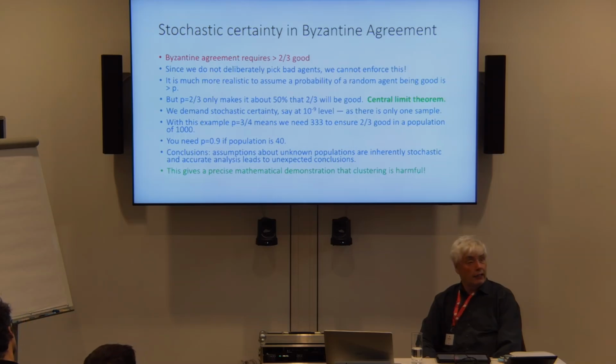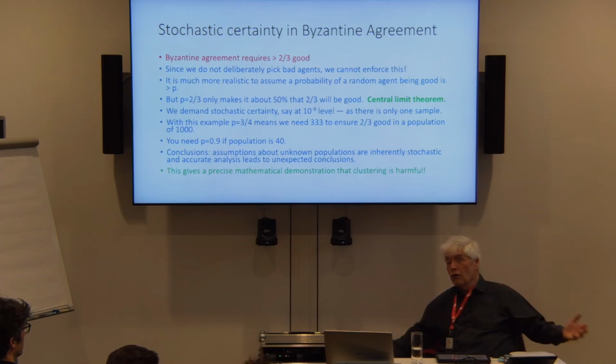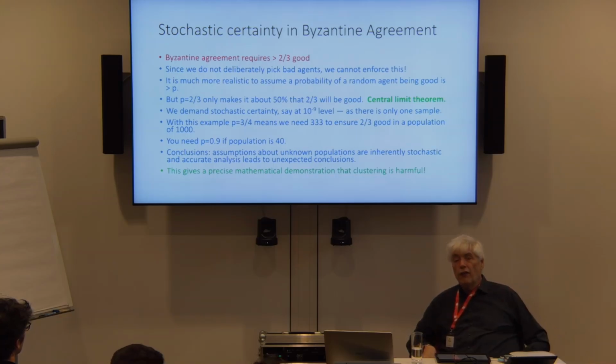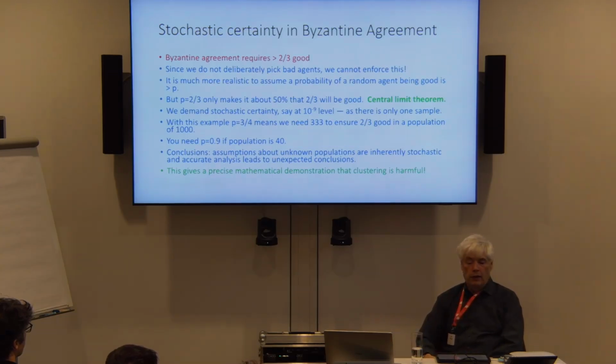But if you actually analyze it, if we chose P to be 2/3, in other words, the probability of a given agent being good is 2/3, then no matter how big the collection is, as long as it's reasonably big, because of that bell-shaped curve that I showed you earlier on, and the central limit theorem of probability, it tells you that there's only a 50% chance that more than 2/3 will be good, right? It's just a most elementary derivation of standard probability theory.